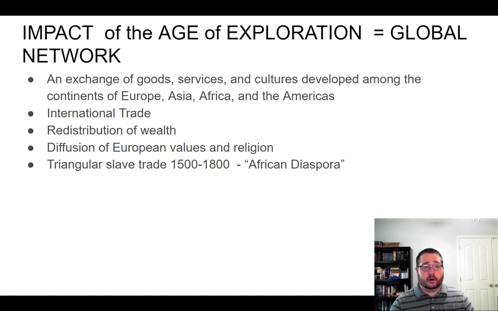I mean, these people are captured and taken from their homes and sent, in a lot of cases, to work until they die, especially in sugarcane plantations in the Caribbean. Just horrible working conditions.